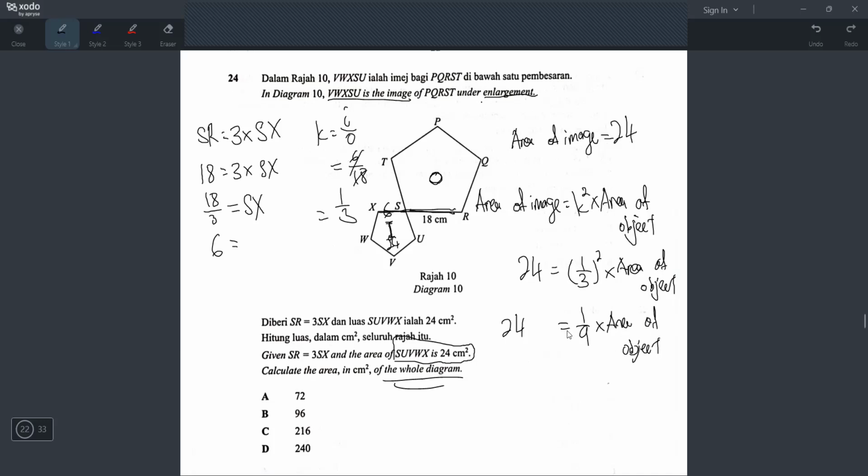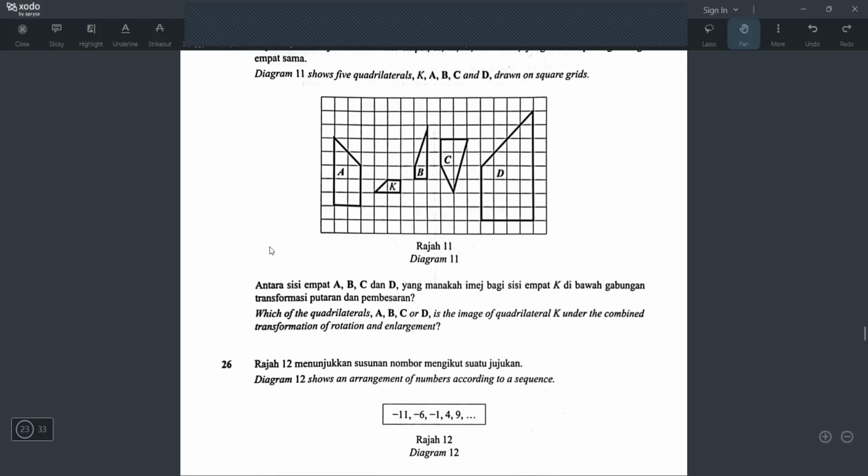You just pindah the 1/9 to the other side. Okay, 9 ni duduk bawah. So bila dia duduk bawah means dia bahagi. So bahagi 9 jadi darab 9. So you tekan 24 times 9. Alright, so press this, see what you get. 216. Alright, but you still have to take 216, which is the area of object, tambah dengan 24. Alright, so you get 240. Right, so the answer is D. Okay, so you understand lah.